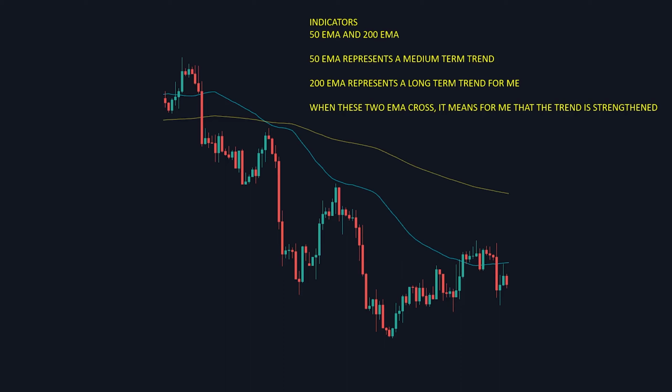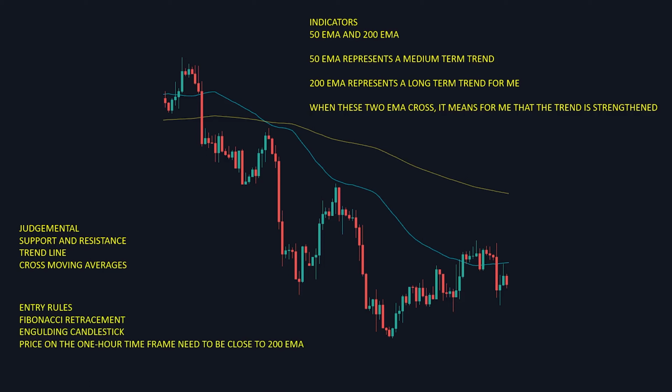Now let's talk about the rules of this strategy. We will use support and resistance, trend line with cross-moving averages for the judgmental. We need to wait until 50 EMA and 200 EMA cross and strengthen the trend of the bigger time frame before entering into the smaller time frame looking for our entry area. We have only 3 rules for entry, which are Fibonacci retracement or engulfing candlestick, and the price on the 1 hour time frame needs to be close to 200 EMA.